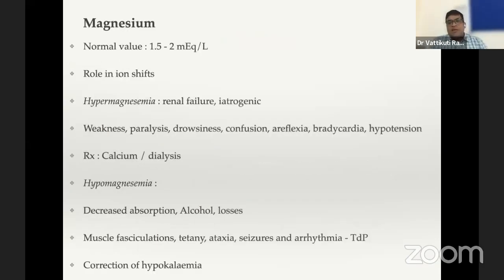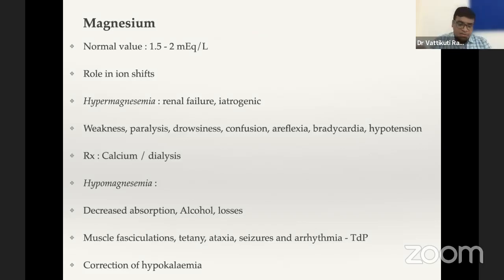Magnesium, again, the normal value of magnesium is between 1.5 to 2 milligrams per deciliter. It has a significant role in ion shifts, and hypermagnesemia can happen because of renal failure or iatrogenically when you're infusing magnesium for some other reason, like giving magnesium for eclampsia. The clinical features include weakness, paralysis, drowsiness, confusion, areflexia, and bradycardia. And for the treatment of magnesium, calcium is one of the antagonists for magnesium. So you give calcium to neutralize the effect of the magnesium.